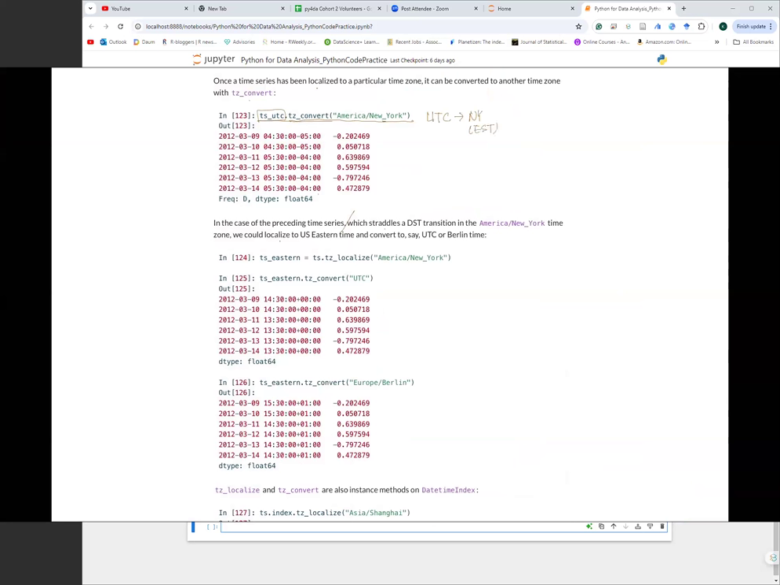So that means this one is actually UTC time, and -5 means it is 5 hours before. So in this case, the UTC time is 4:30 a.m. on March 9th, but in New York time, it's going to be March 8th, 11:30 p.m. because of this -5.